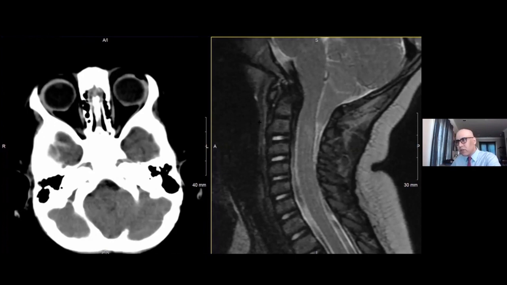Again, the landmarks that we look for are the basion and the opisthion to represent the level of the foramen magnum. If we draw a line between the basion and the opisthion, we can measure the extent of cerebellar tonsil ectopia. And the cerebellar tonsils, in this case, extend approximately 16 millimeters below the plane of the foramen magnum.